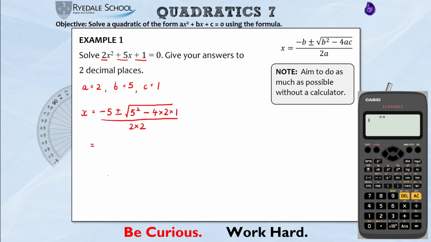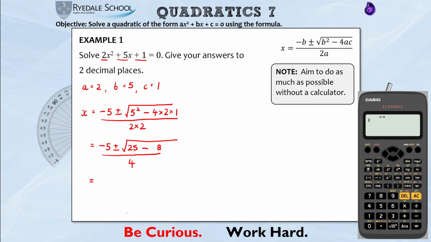The next step that I'm going to do is a little bit of tidying up. I'm not going to try and do too much in one go. So I'm going to leave this minus 5 alone. Plus or minus I'm going to leave alone. All I'm going to do is tidy up the b squared. So 5 squared is 25. And I'm subtracting, and I'm going to tidy up the 4ac. So 4 times 2 times 1. 4 times 2 is 8. Times 1 is still 8. And I'm going to tidy up the 2 times 2, which is 4.